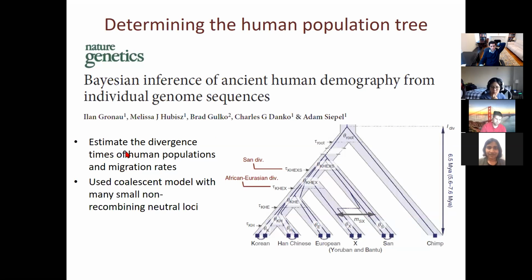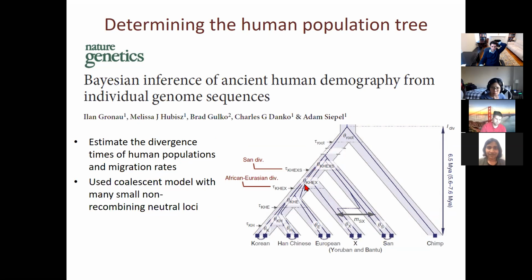So what you can do is actually estimate the divergence times of human populations and migration rates using a coalescent model with many small non-recombining neutral loci. So you can basically say how many loci coalesce at different times. And based on this coalescence probability, I can infer the population size at every time point in the past based on when any two genes coalesce.